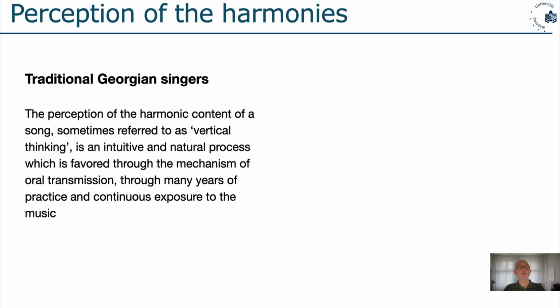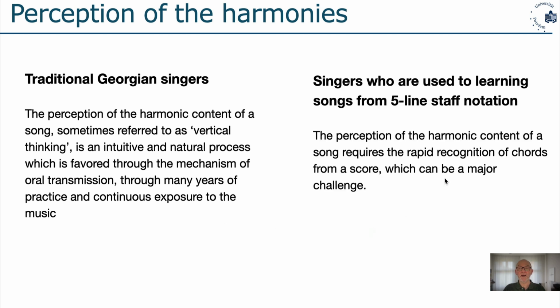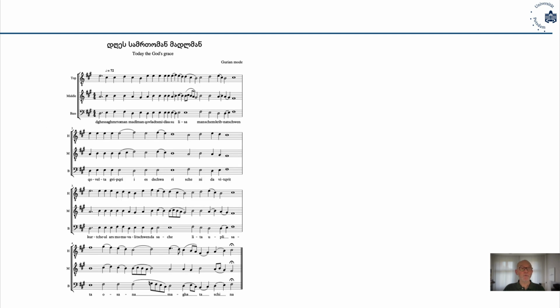For traditional Georgian singers, the perception of the harmonic content of a song, sometimes referred to as vertical thinking, is an intuitive and natural process, which is favored through the mechanisms of oral transmission through many years of practice and continuous exposure to the music. For singers who are used to learning songs from Western 5-line staff notation, rapidly recognizing chords can often be a major challenge. And this brings me to one of the main aspects of my talk.